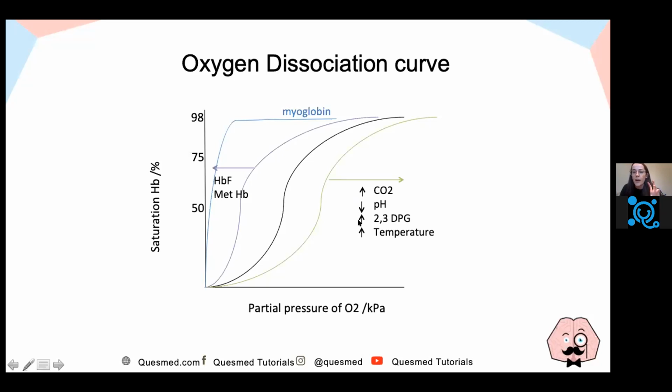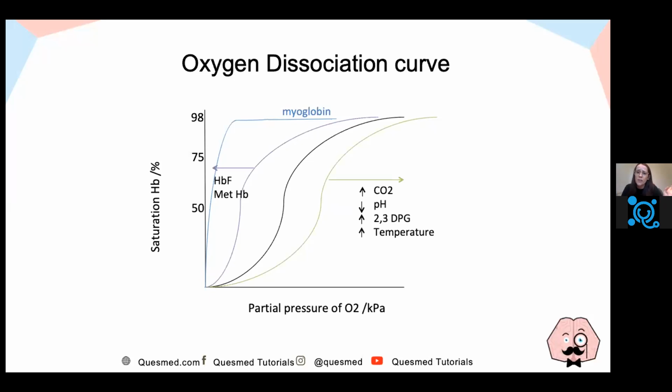2,3-DPG is an intermediate step in glycolysis in red blood cells, and that starts to build up when there's not enough oxygen to complete that cycle. So to increase 2,3-DPG levels encourages the offloading of oxygen, and so does increased temperature. So again, you're thinking about doing lots of exercise, getting really hot, offloading loads of oxygen there.